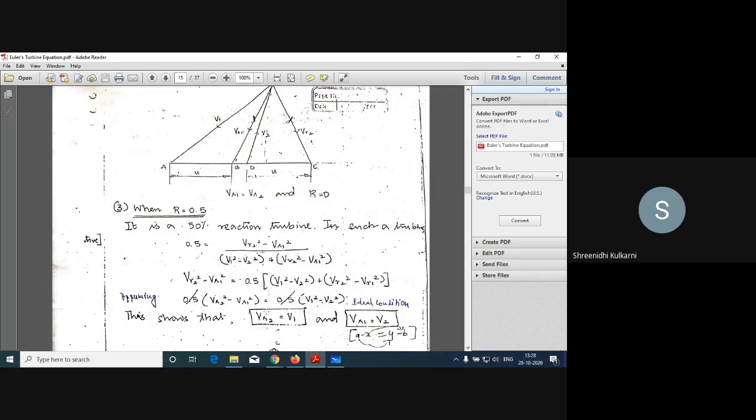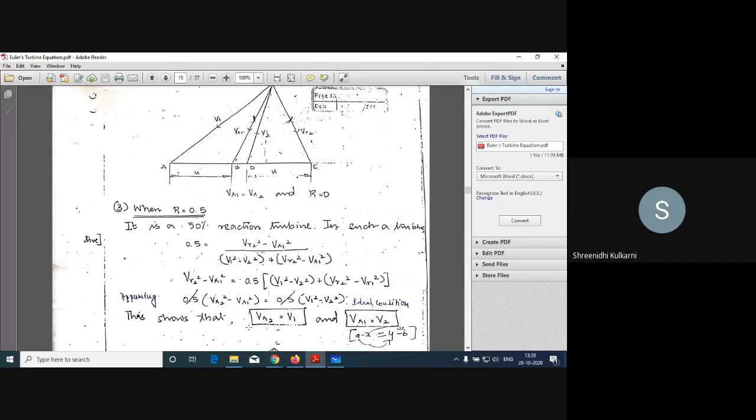So here we can write VR2 square minus V1 square is equals to VR1 square minus V2 square. How do we get this one? There is a mathematical rule: A minus X is equals to Y minus B. Only in ideal conditions, we are assuming that VR2 is equals to V1 and VR1 is equals to V2.